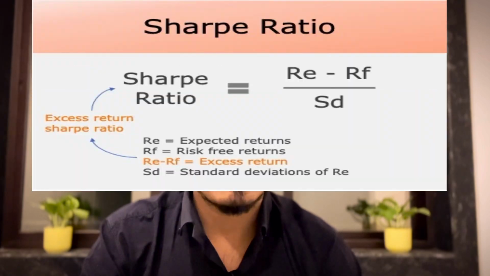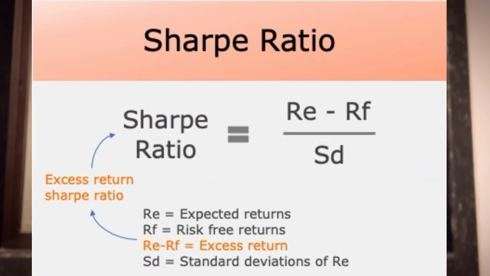Next filter is Sharpe ratio. It measures how much extra return you are getting for the risk taken. Higher Sharpe ratio means the fund gives better return per unit of risk. While selecting your fund, you should compare the fund's Sharpe ratio with the average Sharpe ratio. If it's higher, it's better.